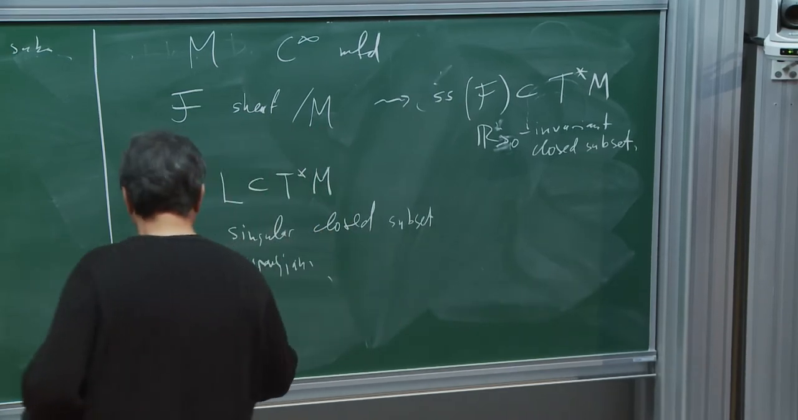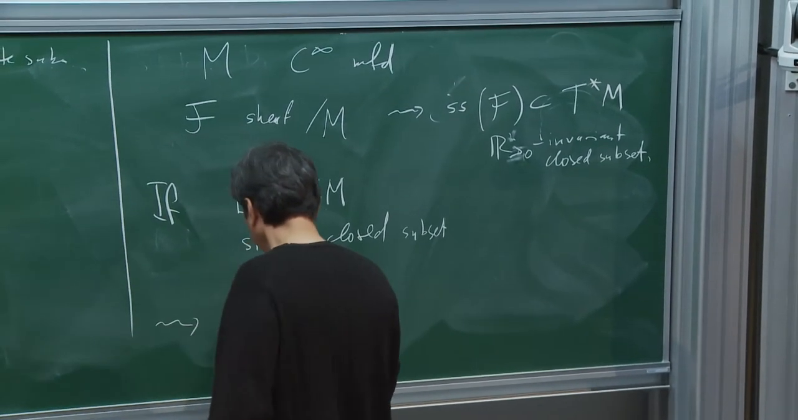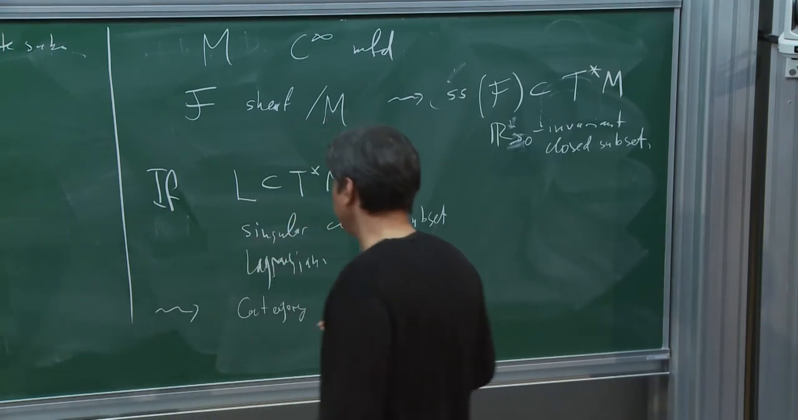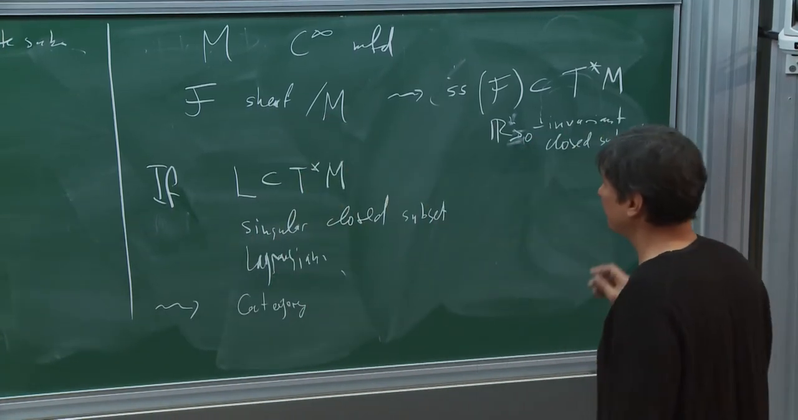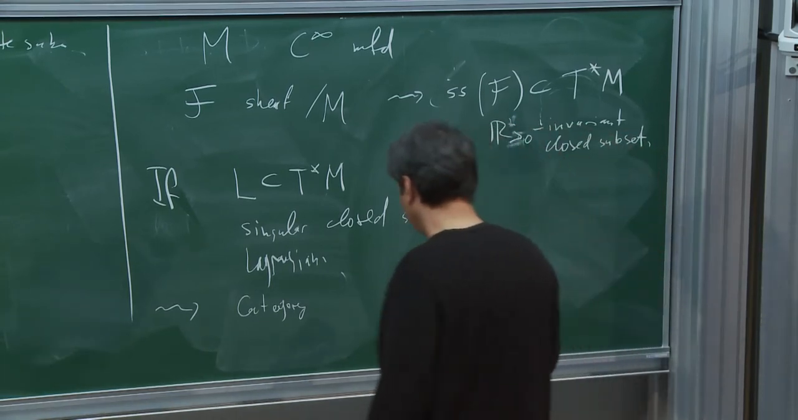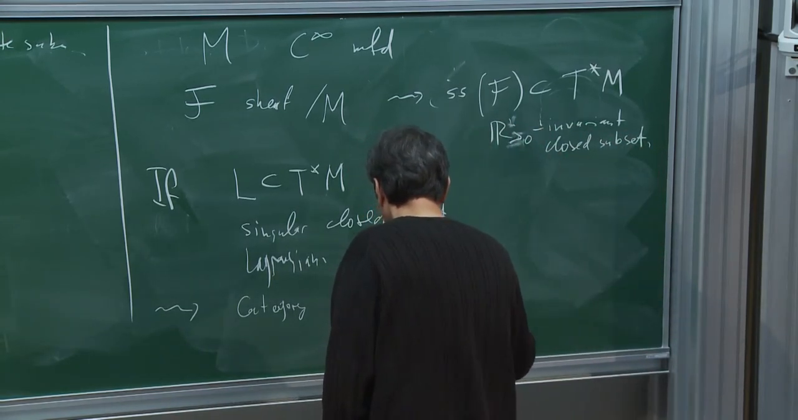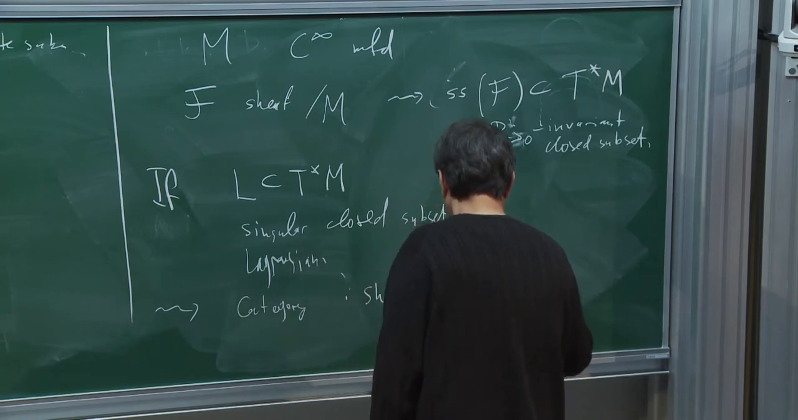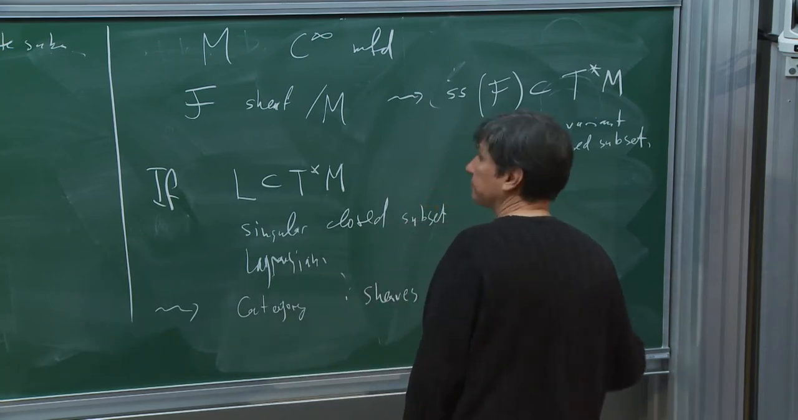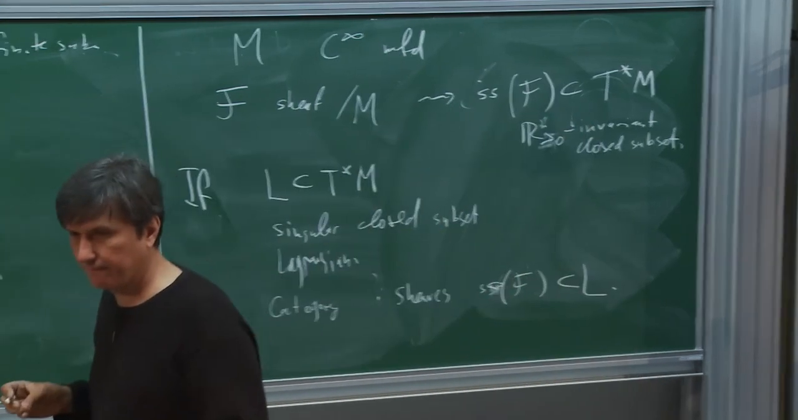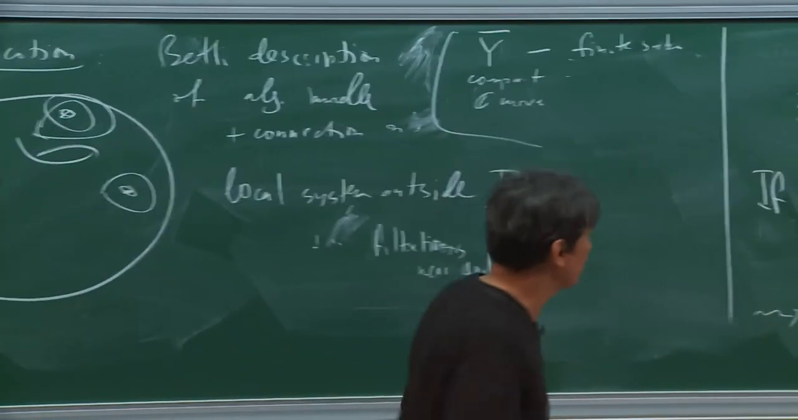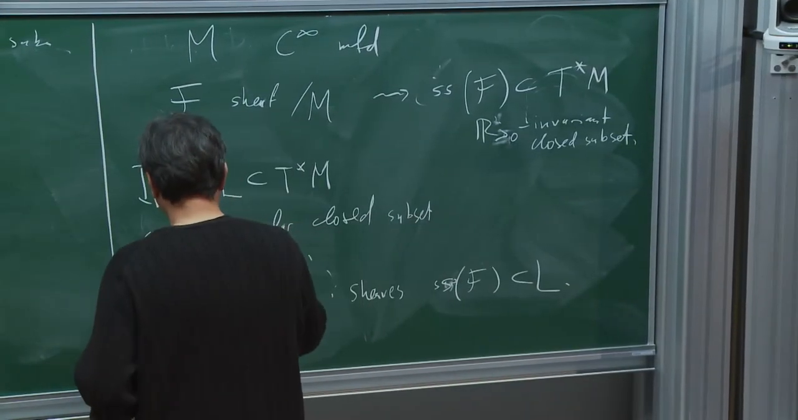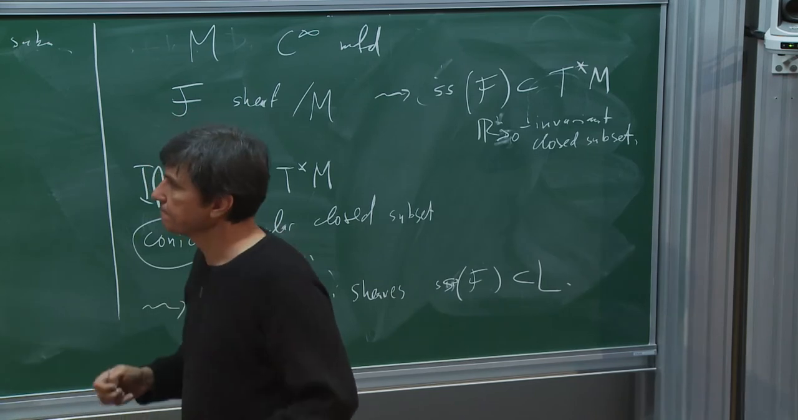Then one gets a category, maybe a triangulated category, which in our case will be the category of sheaves whose support is contained in L. Conical, sorry, conical.